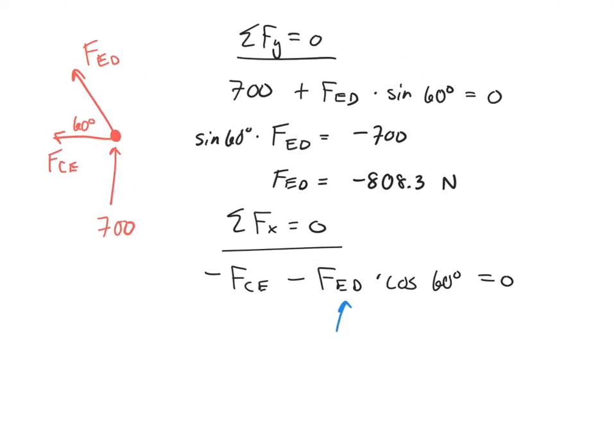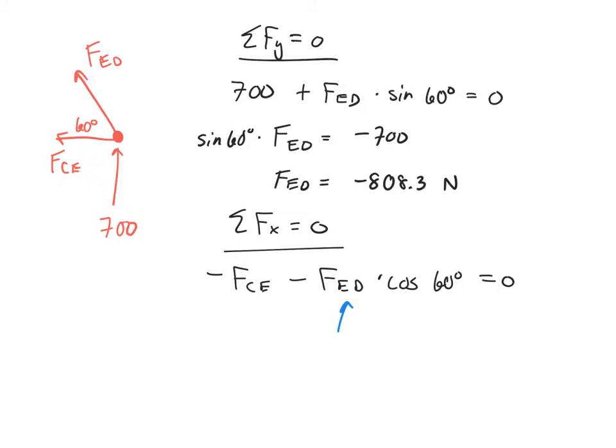Let's go ahead and find, from the x direction now, what FCE is. So remember, it was negative FCE because FCE was pulling left. It was negative FED cosine 60 because that's pulling up and left. So it's all about pulling left here. That makes those both negative. So I've got negative. Yeah, what do you got? It'll just be 808.3 over this.